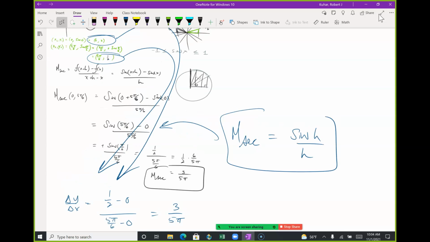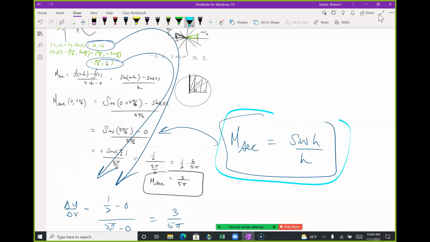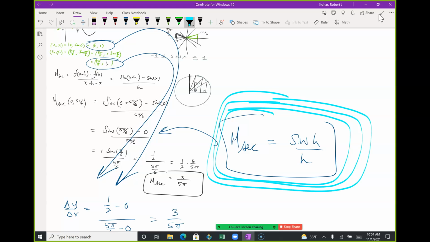Are we okay with this box? Is everyone okay with this blue box here that I've got? That my secant slope on a sine function is sine of H over H. Yes. Okay. And that's including the point 0, right? Go ahead. I just wanted to ask, would f(x) always be sine 0? Yeah, so in this particular case, and the problem I would give you, yes.